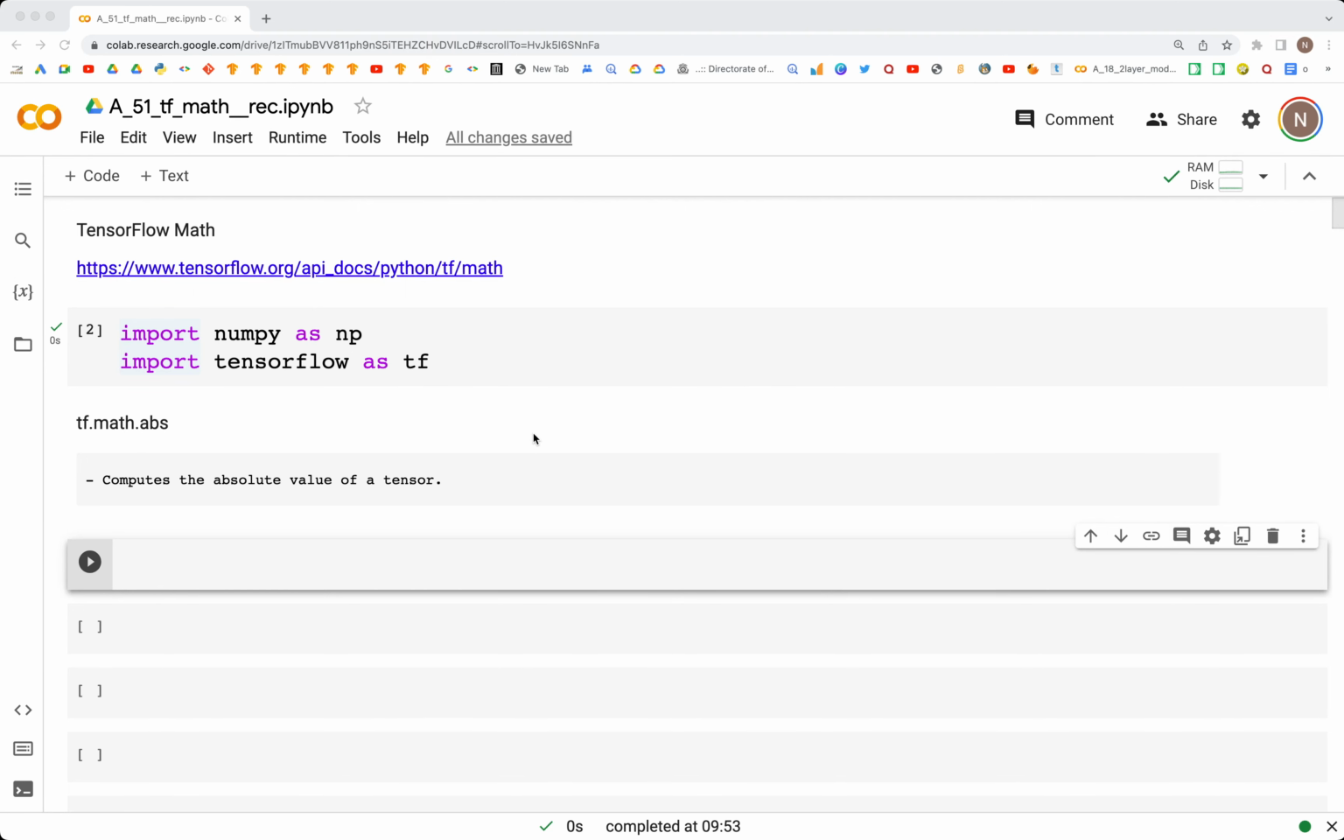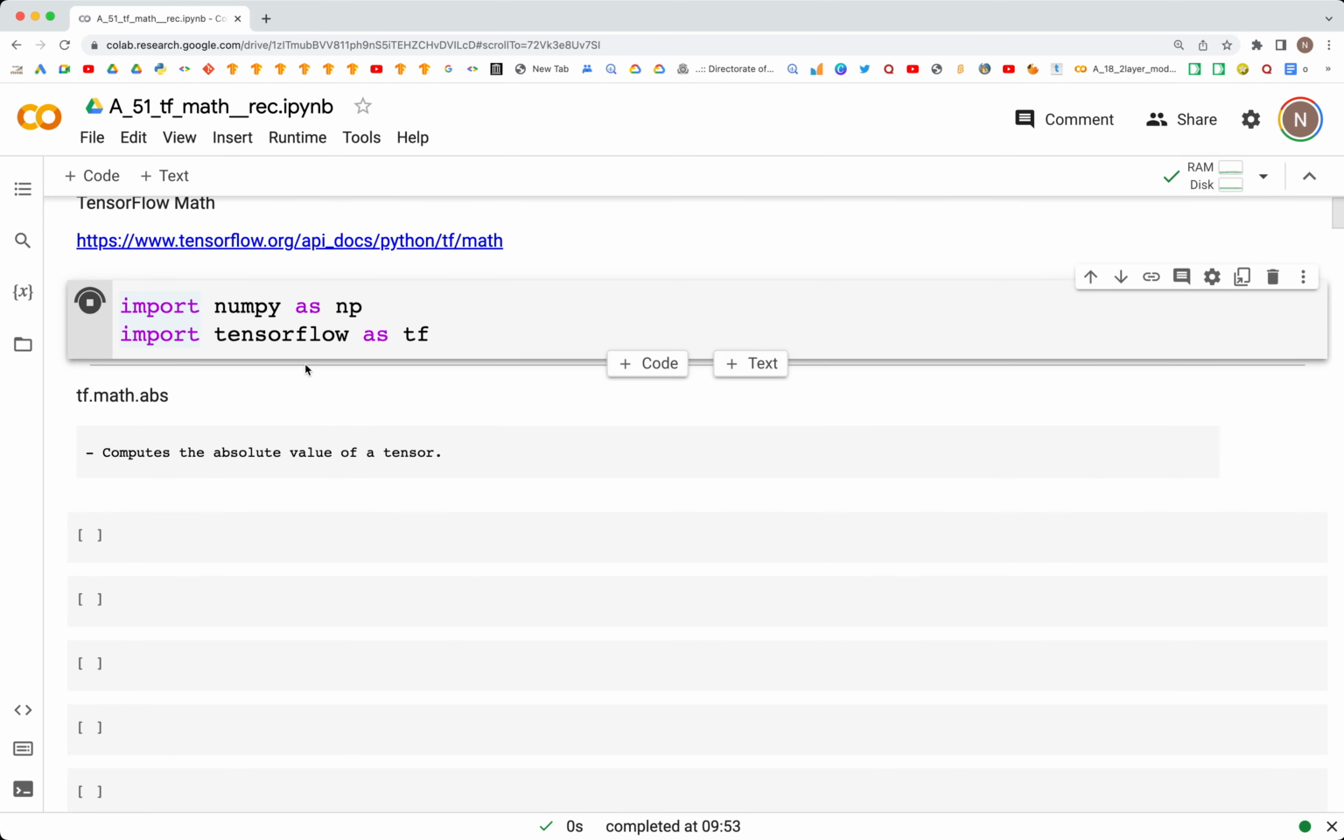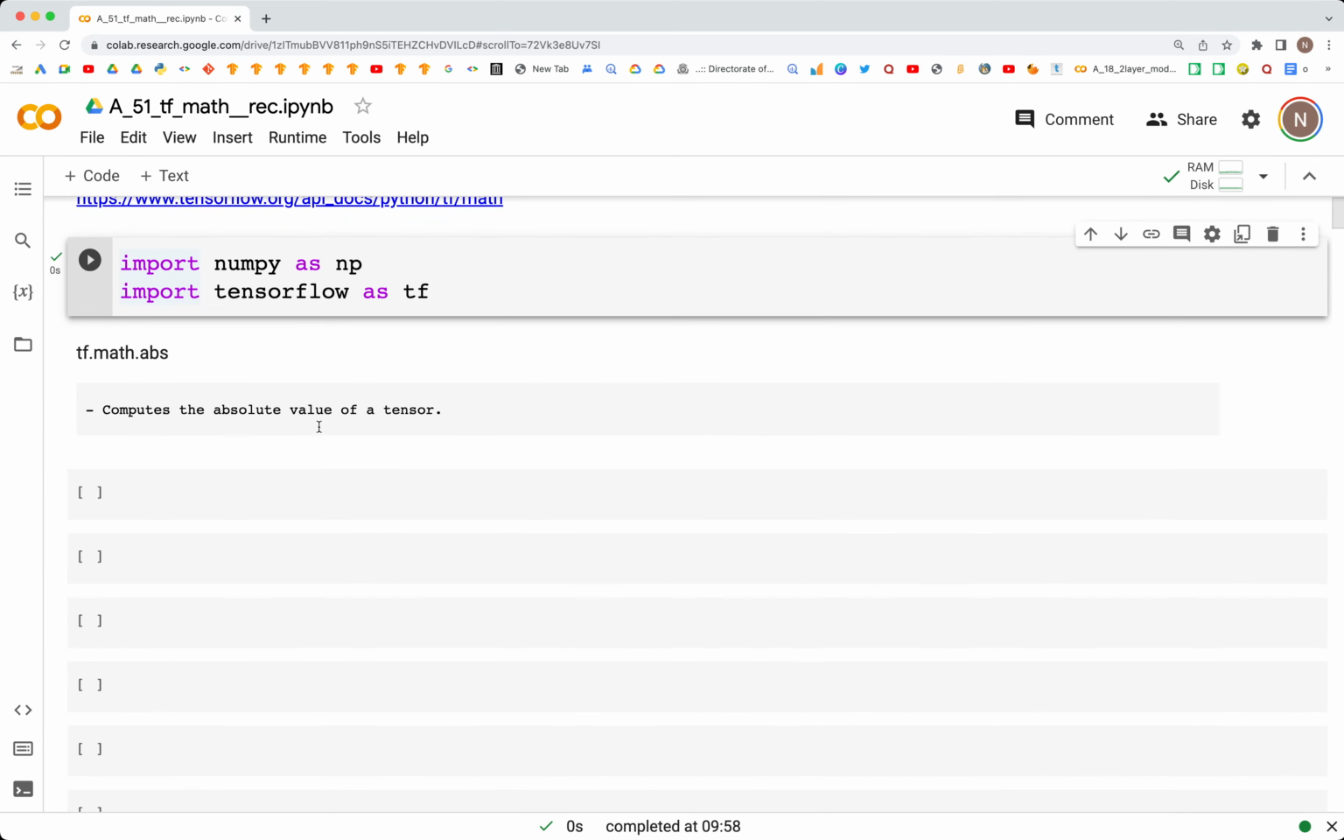In this video, we'll look at tf.math.absolute, and what this does is it calculates the absolute value of a tensor. And here is the link to the tf.math, and I've imported the libraries NumPy and TensorFlow. Now let's look at an example.